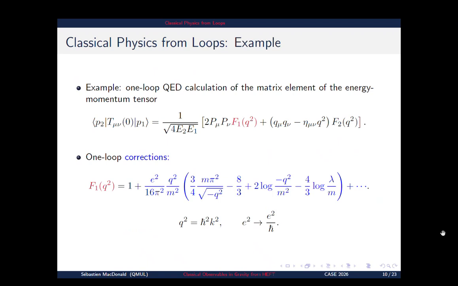So, let's look at an example to try and see. We're going to stick to QED, just the one loop correction. We're just going to consider the matrix element, and you can write this in terms of form factors. We're just going to look at the first one today. At tree level, this form factor is just 1. But let's sum over the one loop diagrams and calculate a one loop correction to this form factor.